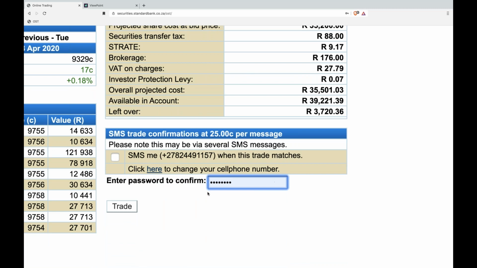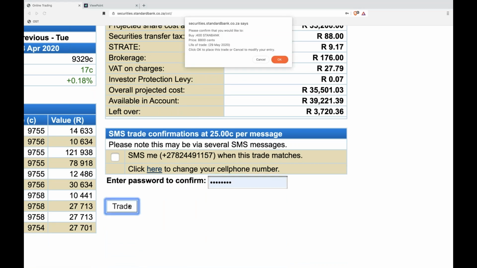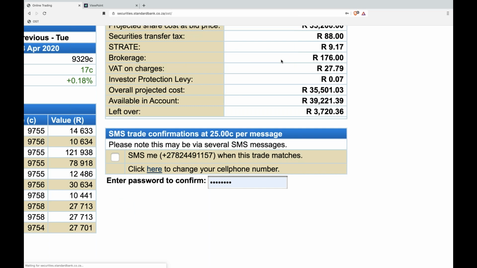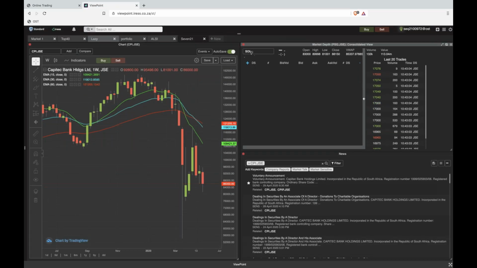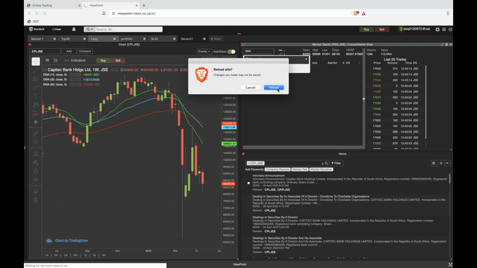I'm truthfully not expecting this to trade this morning, but let's put it into the market. I get a pop-up box that says, please confirm you want to buy 400 Standard Bank shares, price 88 cents, life of trade 29 May. Click OK. That order has now been received by Standard Bank and will be sent into the market. And we might then be able to see it here, although I'm getting some internet fun and games right now. Let me refresh that page and see if that gives me better.